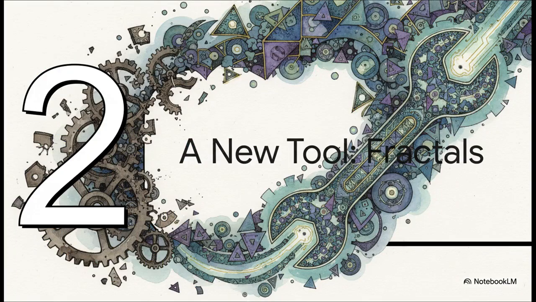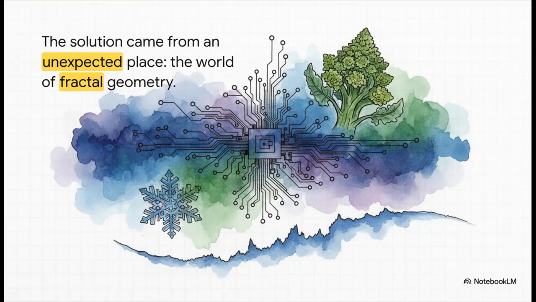So if the old tools are broken, where do you find a new one? Well, the answer comes from a field that you might not expect at all. Yep, you heard that right. Fractals. The very same math that describes the gorgeous, complex patterns in snowflakes and coastlines, even in a head of Romanesco broccoli. It's kind of poetic, isn't it? It seems like nature's most elegant, self-repeating patterns actually hold a key to understanding the quantum world.